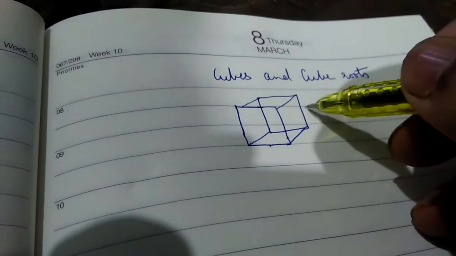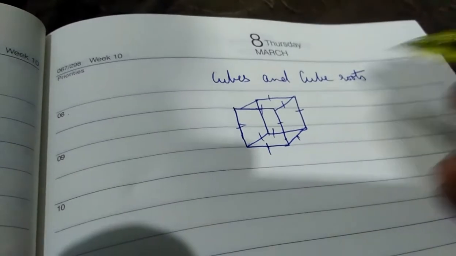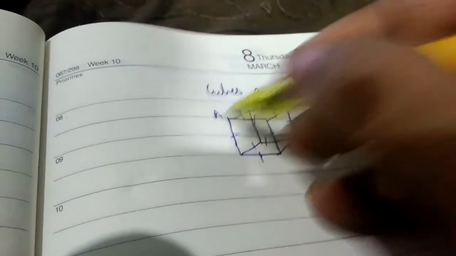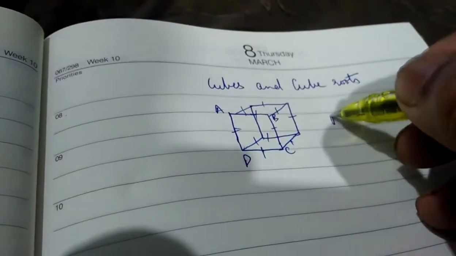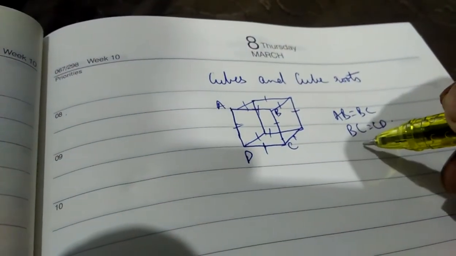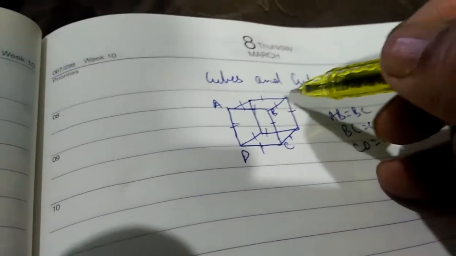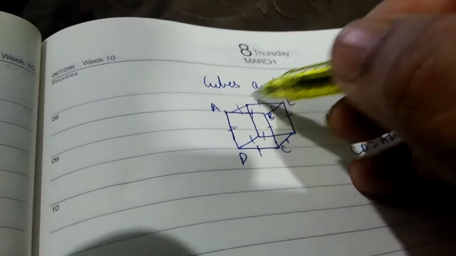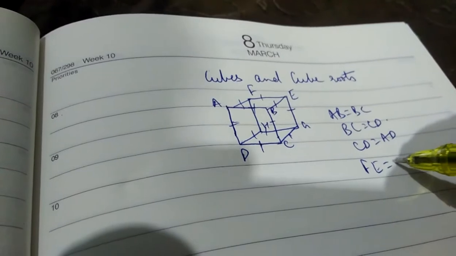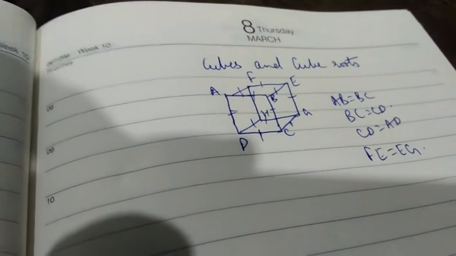Now let us suppose that all the sides are equal, which means it's a three-dimensional figure, which means that every side A, B, C, D. So AB is equal to BC, BC is equal to CD, CD is equal to AD. And if we project it in three-dimensional space, so let's say it is E, F, G, H. So FE is equal to EG and so on and so forth. So all the sides of the cube are equal.